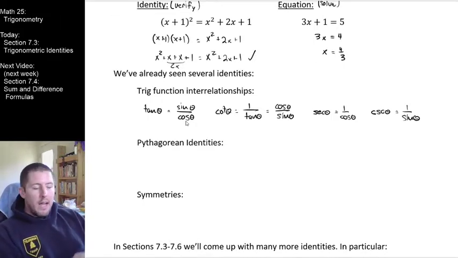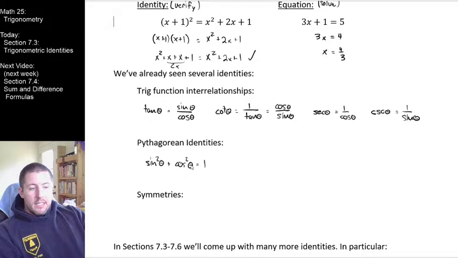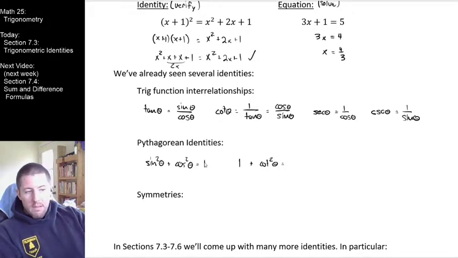The other identities that we've seen are some Pythagorean identities. We're going to use these ones today. Sine squared of theta plus cosine squared of theta equals 1. That's one of our identities. We could take this entire equation and divide the whole thing by sine squared, and that would give me sine squared over sine squared, which is 1. Cosine squared over sine squared would be cotangent squared of theta. And 1 divided by sine squared would be cosecant squared.